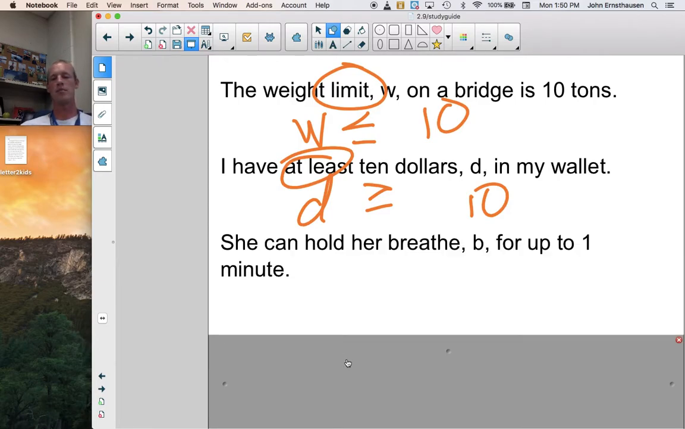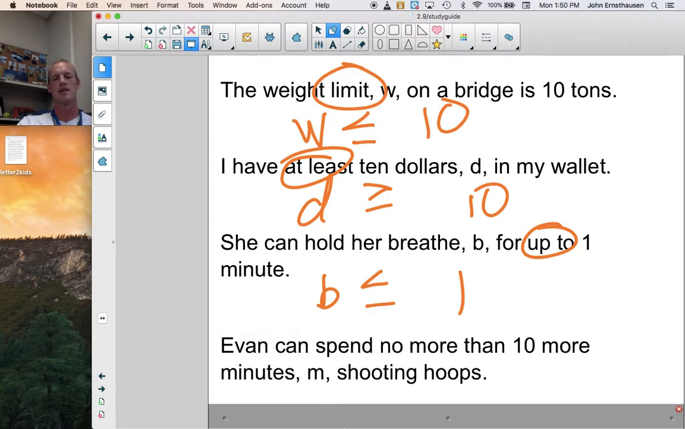She can hold her breath B for up to 1 minute. So you put the variable on the left, the number on the right. Pause, try. What does up to mean? That means the numbers that lead up to 1. So B represents her breath. She can hold it for less than or equal to 1 minute.